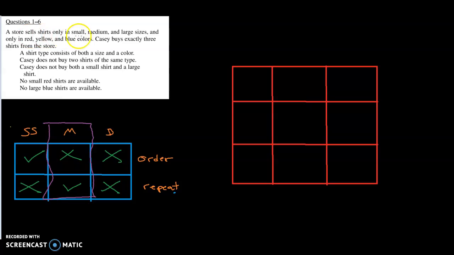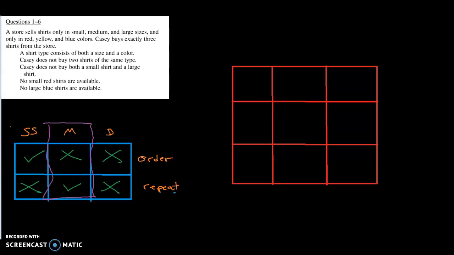All right, so we have stores that sell these shirts in these different sizes and in red, yellow, or blue. Casey buys exactly 3 shirts, okay? But then what we say here is a shirt type contains both the size and color, and Casey does not buy 2 shirts of the same type. So I can't repeat, in a sense, getting the same size and color, but I am allowed to repeat individual sizes and colors. So that gets me to this. Repetition's allowed. Order doesn't matter because it's not asking us which shirt did Casey buy first or last. So we can safely conclude this is a matching game.